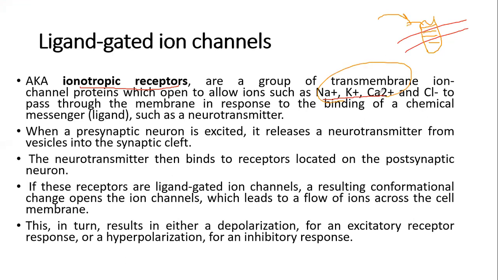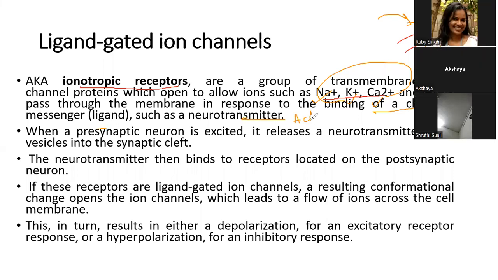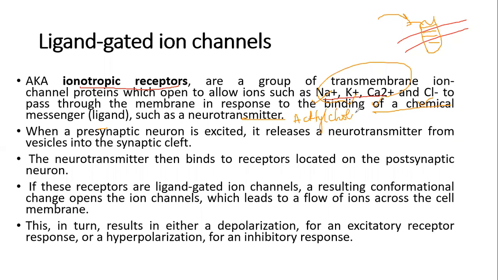Able to understand? Previously, it was the change in the membrane potential difference that made the channel open. Here, it is the binding of the ligand which opens the channel for ions like Na plus, K plus, calcium 2 plus, and Cl minus. Did you get the point? Yes, ma'am. Okay. So ions will pass through the membrane in response to the binding of a chemical messenger, which is your ligand, such as a neurotransmitter. For example, acetylcholine, which is a common neurotransmitter.